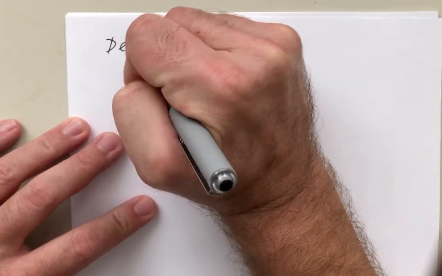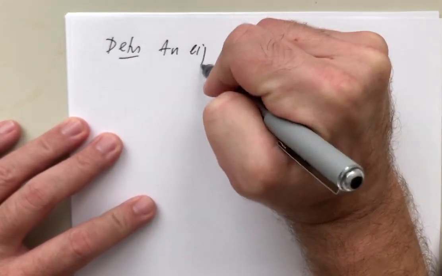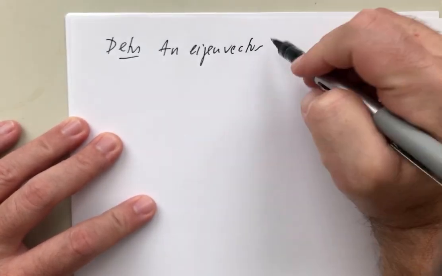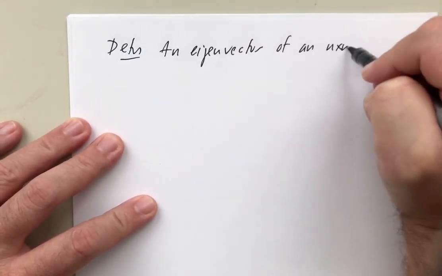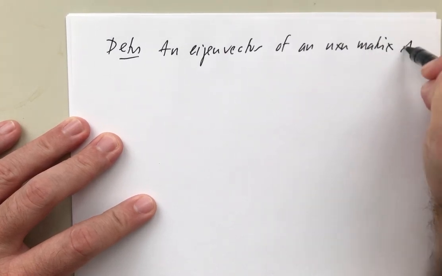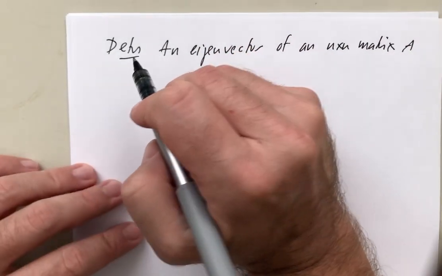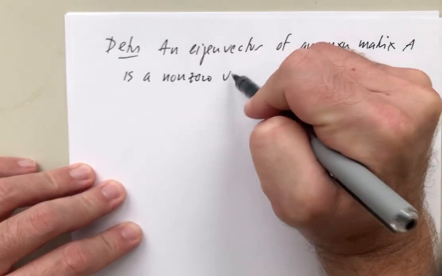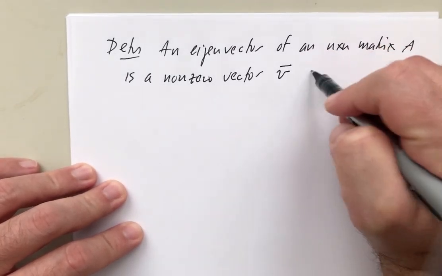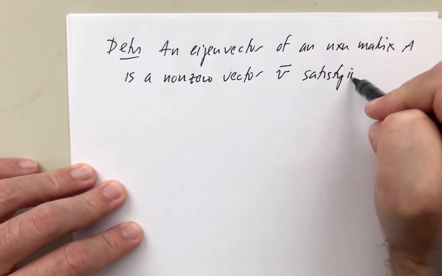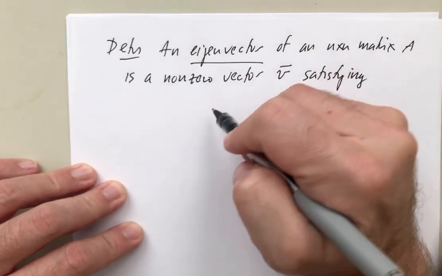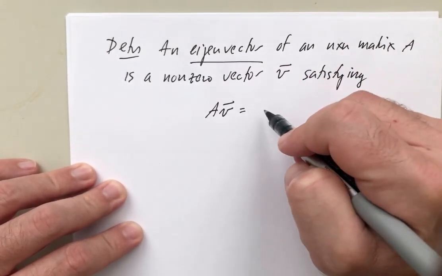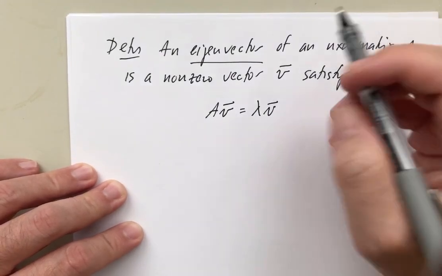Okay, so that's going to be our definition. The main definition of the day is the following. An eigenvector of an n by n matrix is one where the vector stays in that line. So it's a non-zero vector, that's important, V satisfying the following. When I take A times V, I should get almost V back. It should be a multiple of V.